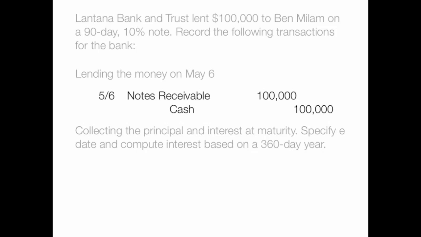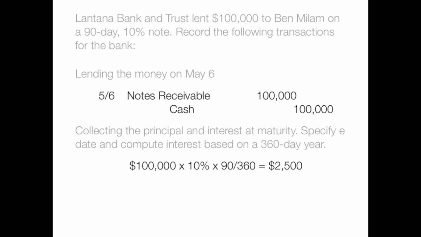The second thing, we're collecting the principal and the interest at maturity, and it's a 90-day note. So the first thing we have to do is calculate the interest that we would receive, and again, remember the 10% is based on a year, so we need a yearly time. So we'll start with $100,000 our principal, times the rate, 10%, times our time, which is 90 out of 360 days, gives me interest earned of $2,500 over that 90-day period.